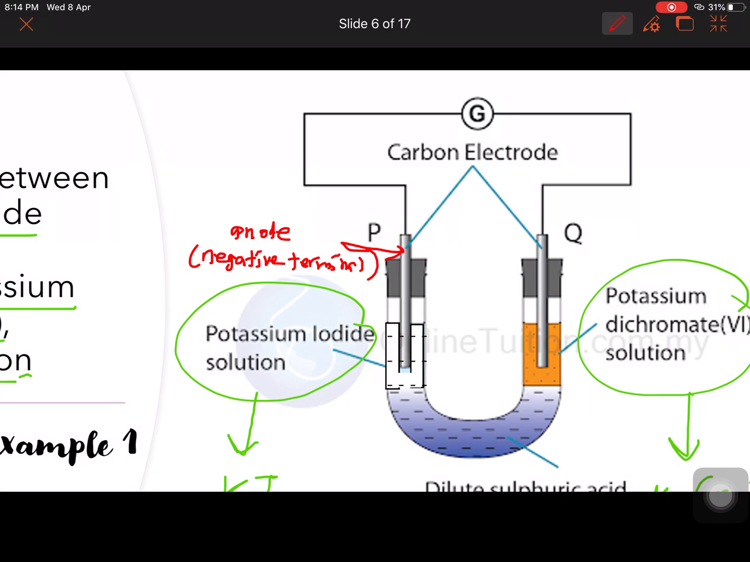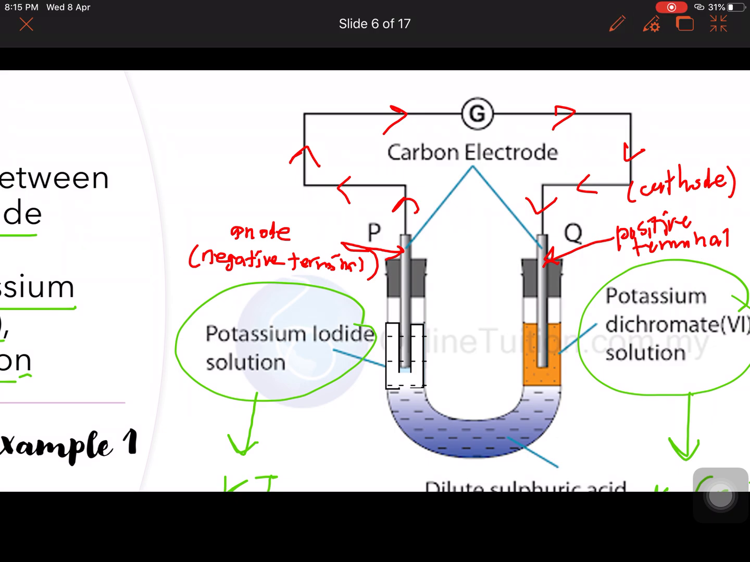Vice versa, for electrode Q ni, since dia akan accept electron, gain electron, dia akan jadi positive terminal. Or this one will be the cathode. Okay, then movement of electrons is from P, from the anode or the negative terminal, to Q, sampai dekat Q.